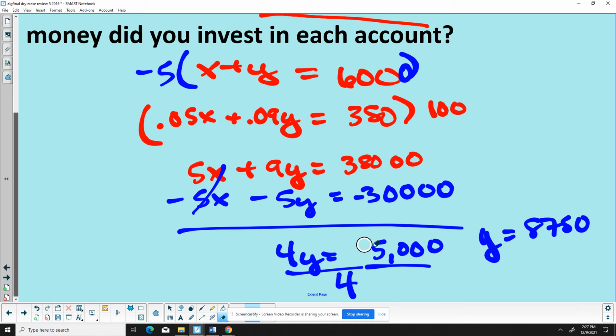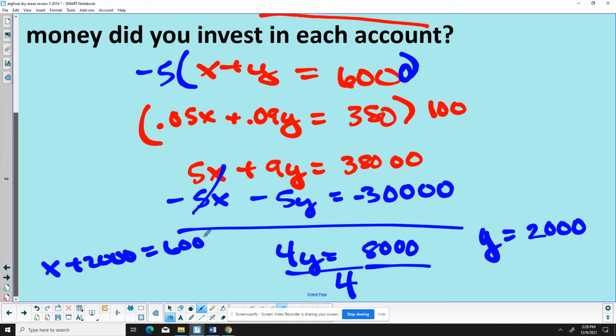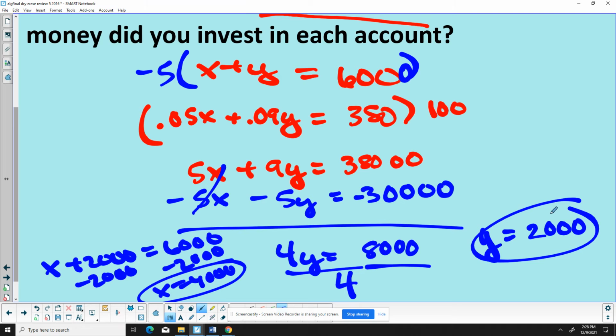Let's go with that's not 35,000. So that's 8,000. So 8,000 divided by 4 is 2,000. Yes, that makes sense because it's 6,000. So x plus 2,000 equals 6,000. So it looks like if I subtract 2,000, I get x is 4,000. That makes sense. Okay, next one.